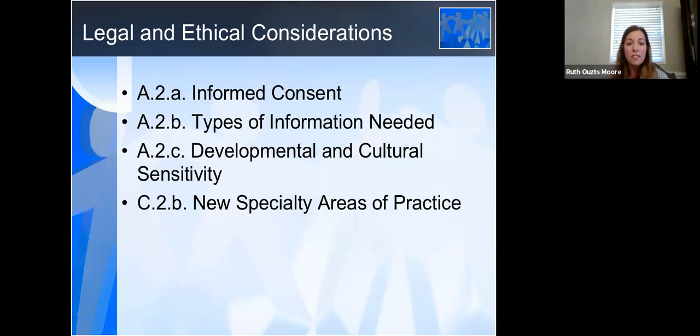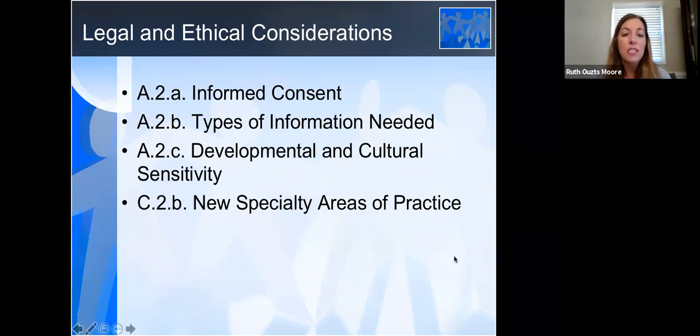Developmental and cultural sensitivity. We certainly want to be aware of our client's developmental level, and be sensitive to their culture as well. So we don't want to make any kind of assumptions. We just want to be considerate. We don't want to implement an activity with a client who is maybe not at a cognitive level of development that could participate.